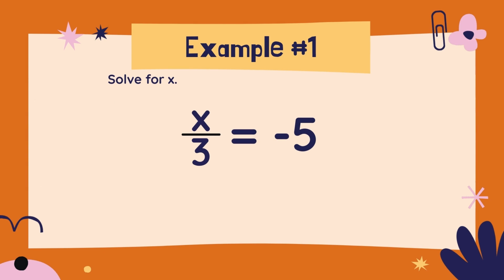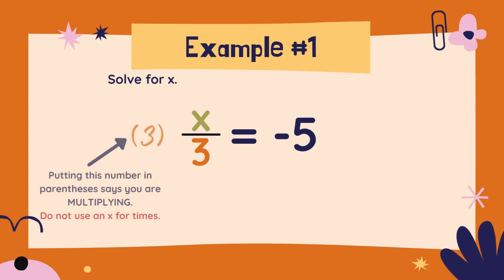Example number 1, solve for x. x over 3 equals -5. Remember from the last video, the line stands for divided by. So x over 3 means x divided by 3. We need to get x by itself by undoing that division. Since it's being divided by 3, we can undo that by multiplying both sides of our equation by 3.